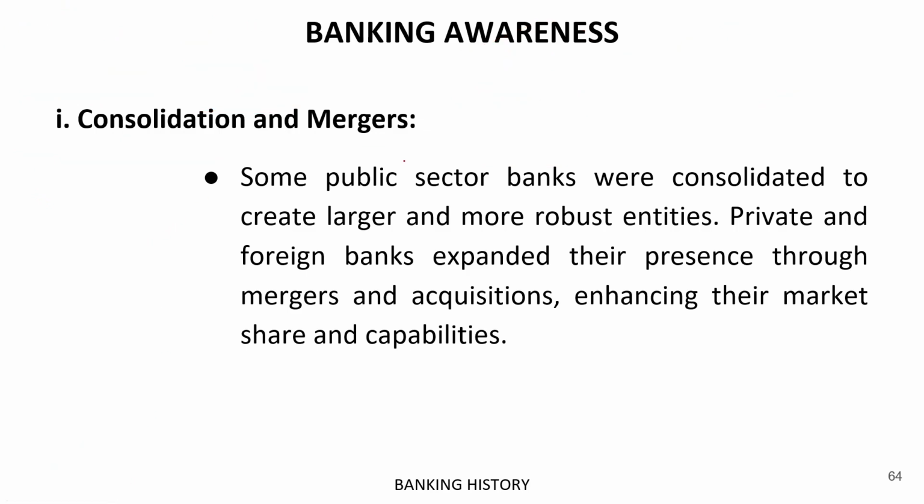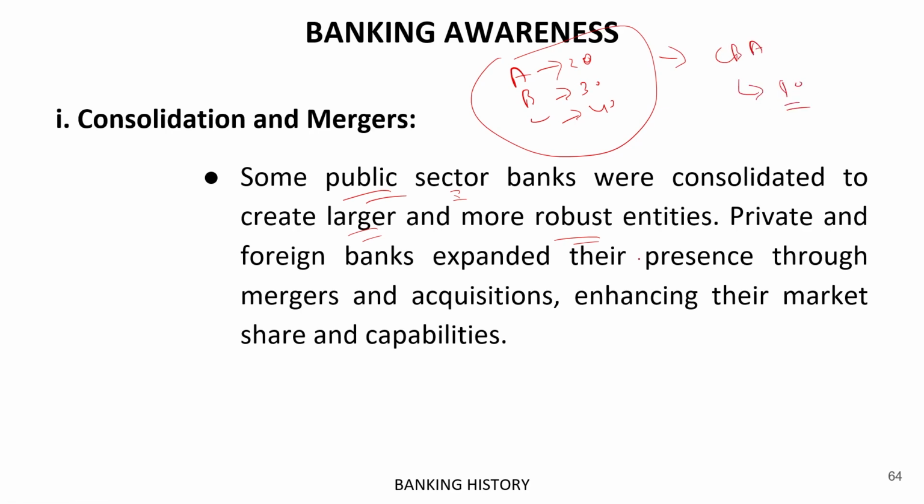And even as we have seen, some public sector banks were consolidated to create larger and more robust entities. Because as we have seen, A, B, and C were individually not so capable to dominate in the market. But when they formed a CBA with a capital of 90 lakhs, they formed a robust entity to be defeated. Thereafter, also the private and foreign banks expanded their presence through mergers and acquisitions.